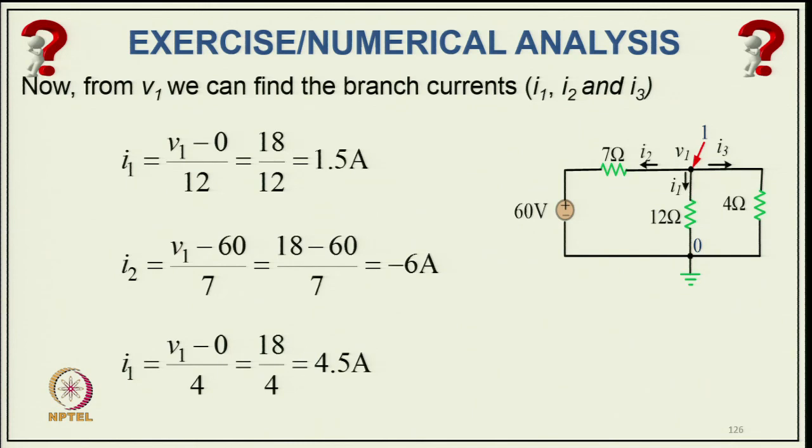Now, from V1 we can find out the branch currents. Once you know V1, that is (V1 minus 0) by 12, so 18 by 12, that is 1.5 ampere. Then I2 is (V1 minus 60) upon 7, so from this, minus 6 ampere. And I3 is V1 upon 4, that is 18 by 4, 4.5 ampere.